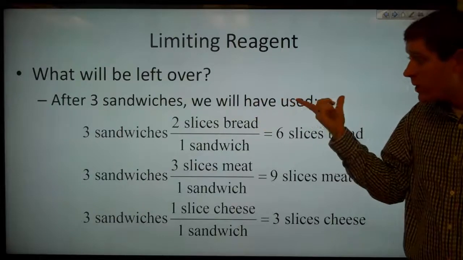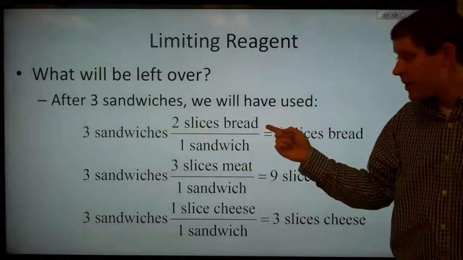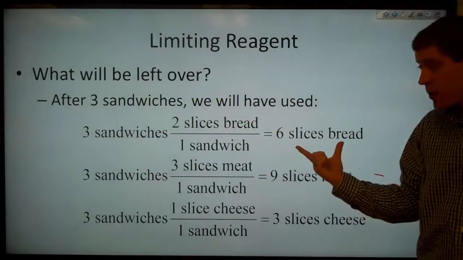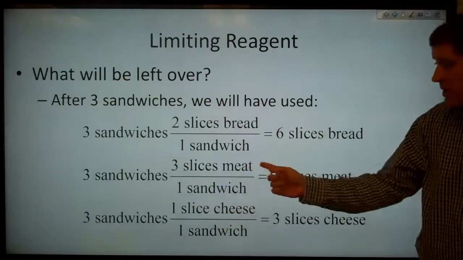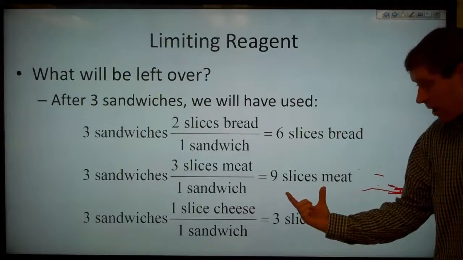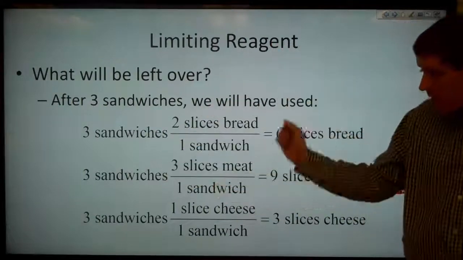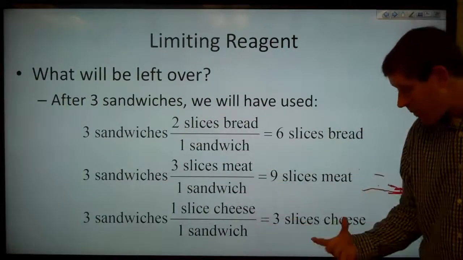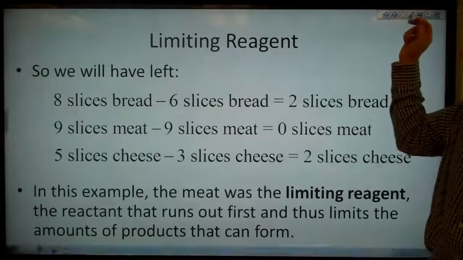After 3 sandwiches, we will have used 3 sandwiches times 2 slices of bread per sandwich, which gives us 6 slices of bread used. 3 sandwiches times 3 slices of meat per sandwich gives us 9 slices of meat used. 3 sandwiches with 1 slice of cheese per sandwich gives us 3 slices of cheese used.